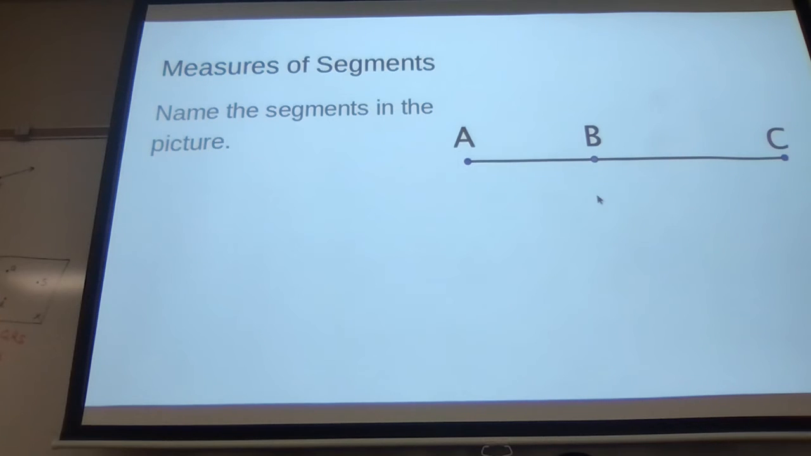Now, when I put those letters next to each other to show it's a segment, the symbol, I don't know if I remember telling you this part, the symbol for segment is the little dash above the two letters without the arrows. Did I tell you that? I didn't. So that little dash without the arrows means that's a segment. This is segment AB, this is segment BC, that one's segment AC. All right, let's try the next one.